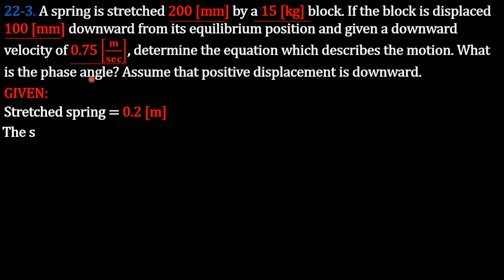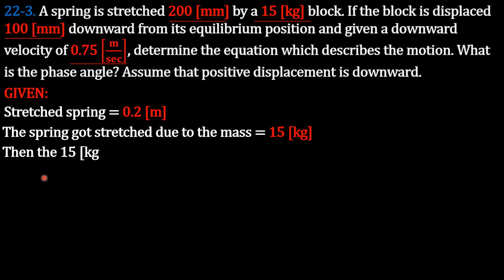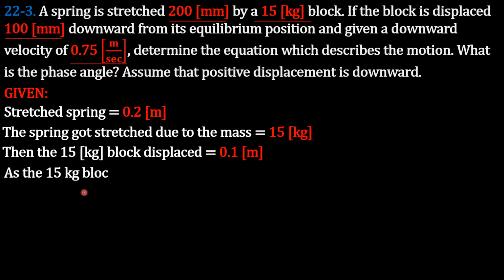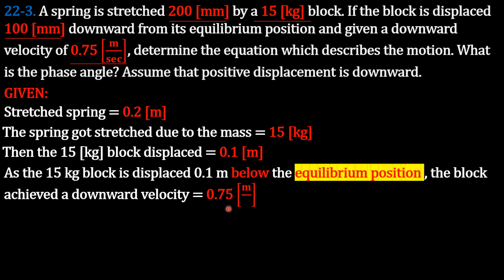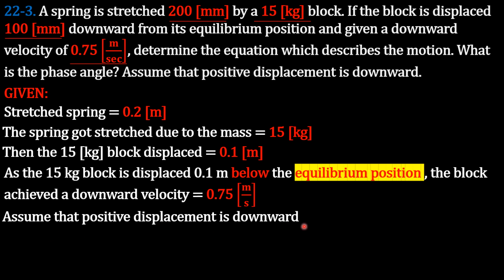So the spring is stretched 0.2 meter. The spring got stretched due to the mass of 15 kilogram. Then the 15 kilogram block is displaced 0.1 meter. As the 15 kilogram block is displaced 0.1 meter below the equilibrium position, the block achieved a downward velocity of 0.75 meter per second. Assume that positive displacement is downward. Here we want to determine the equation and the phase angle.